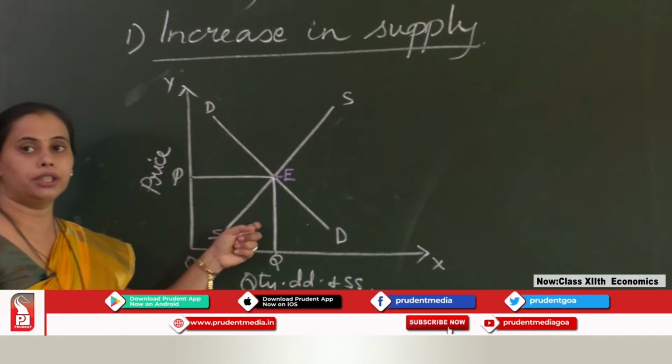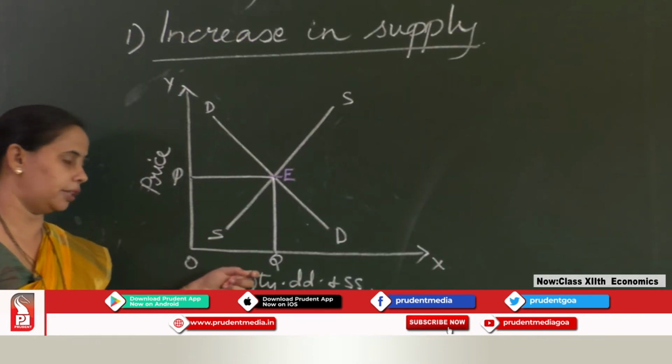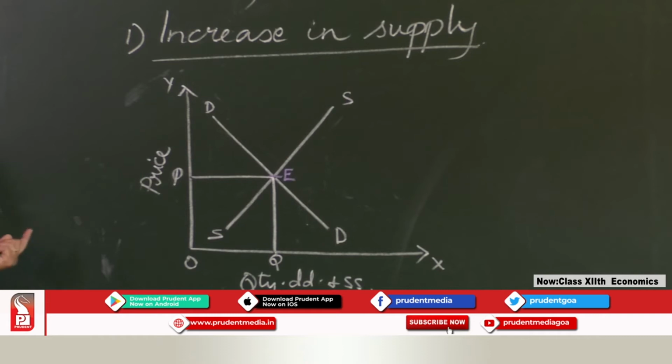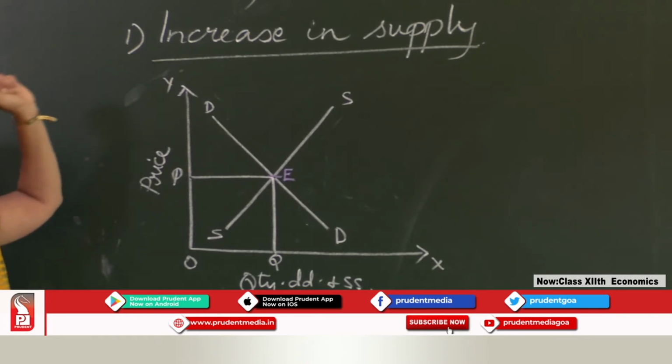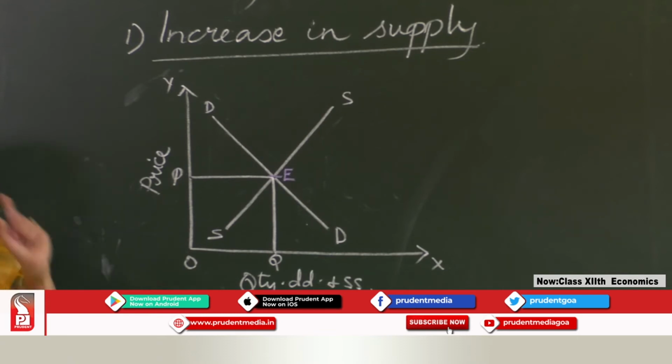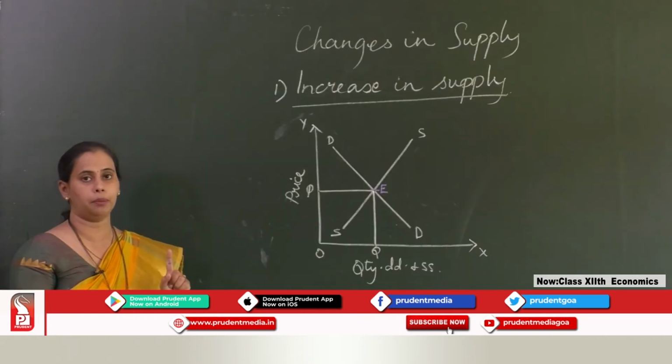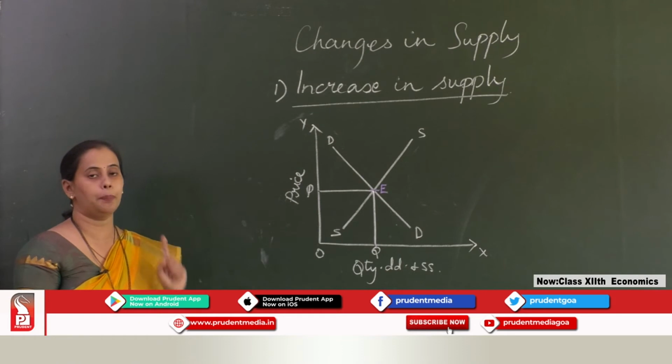This is the original equilibrium price and quantity. Now we will see the movement away from this equilibrium. The change that we are taking here is an increase in the supply, demand remaining constant. So in this case, the demand curve is not going to shift. The shift is going to take place in the case of the supply curve.